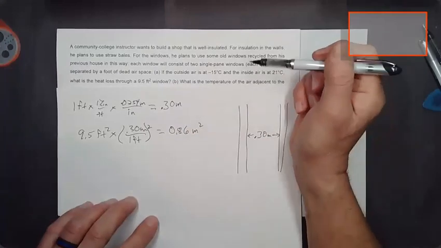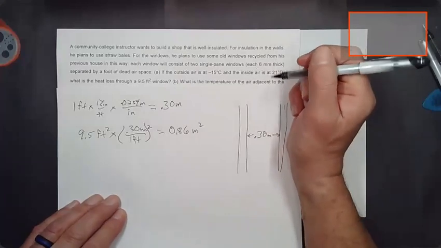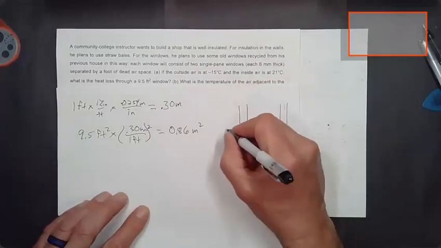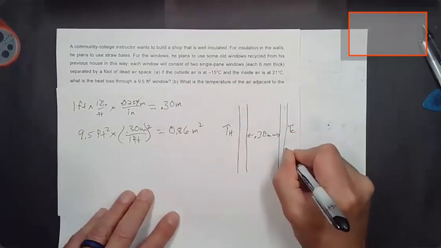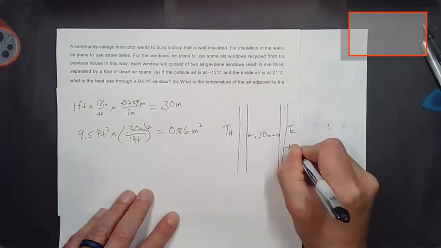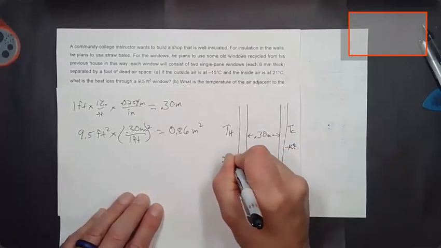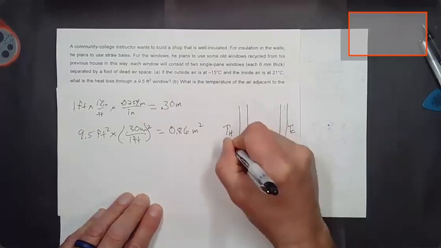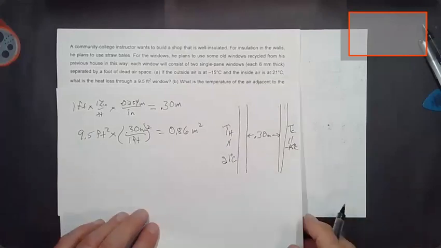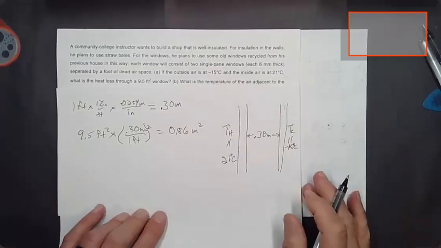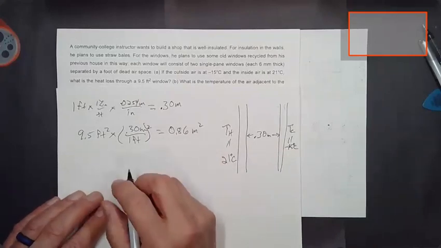So now we've got pretty good stuff here. The temperature hot minus temperature cold, TH in here and TC here. This is minus 15 degrees Celsius. This is 21 degrees Celsius. So there's my TH, there's my TC. And after this, I'll set it up like I did the ones yesterday.